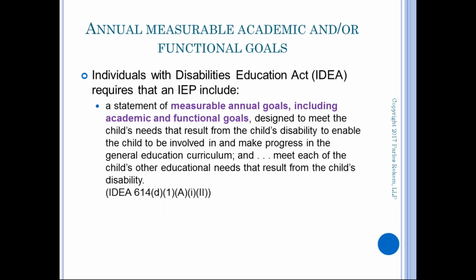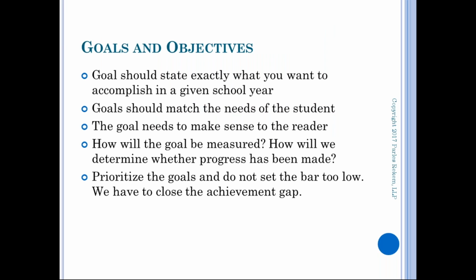Okay, so we're moving on to the annual goals that are included in your child's IEP. And when we talk about measurable annual goals, we're talking about a clear way to determine if progress is being made. Goals have to state exactly what you want to accomplish in a given year. Goals need to match the needs of the student. So if a child is having difficulty in reading and 5 areas have been identified as a need, there should really be 5 goals for that student.